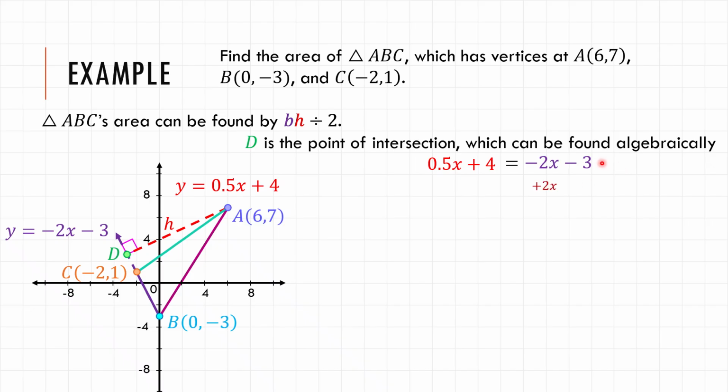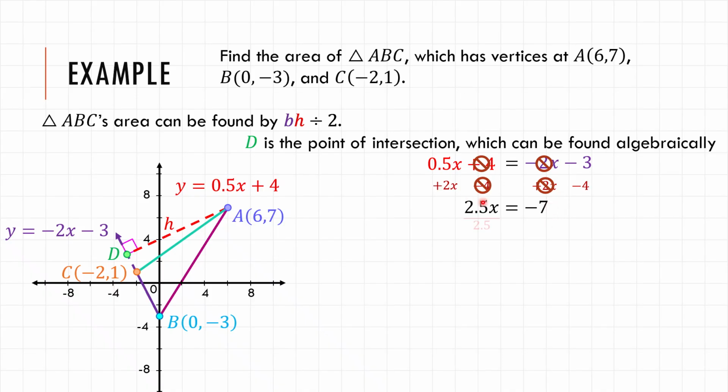I'll add 2x on the right side to get rid of the negative 2x term. And then I have to, of course, do the same thing on the left side. I'll subtract 4 at the same time on the left side to cancel that out. And at the same time, I have to subtract 4 on the right side. And now I've got all my x terms on one side and all my numbers on the other. So 0.5 plus 2 is 2.5. Negative 3 minus 4 is negative 7.